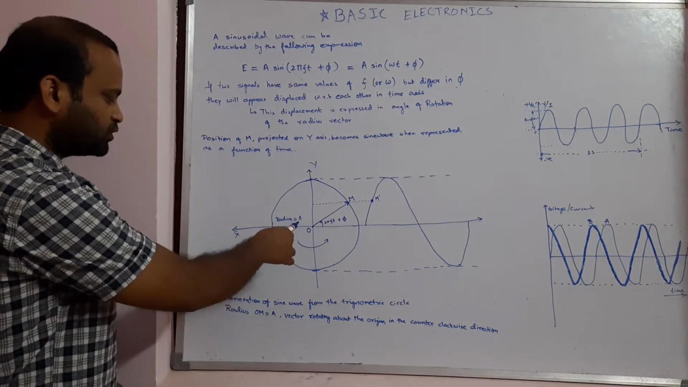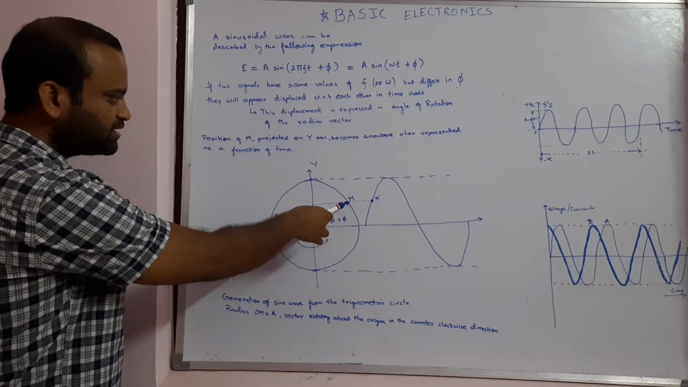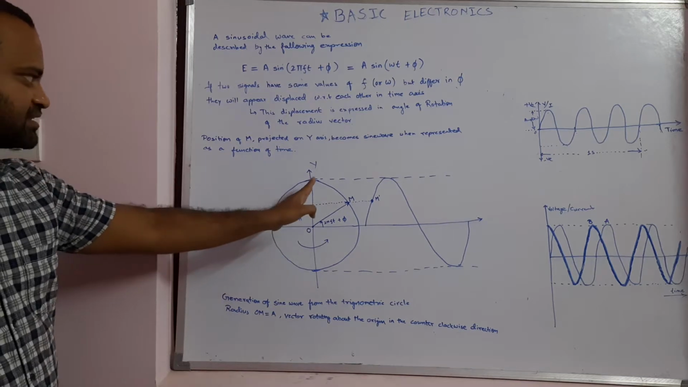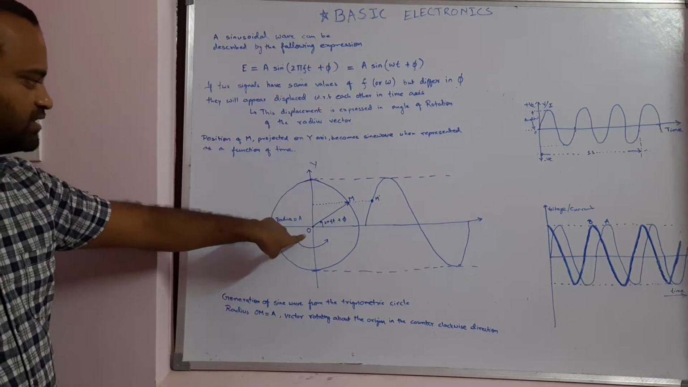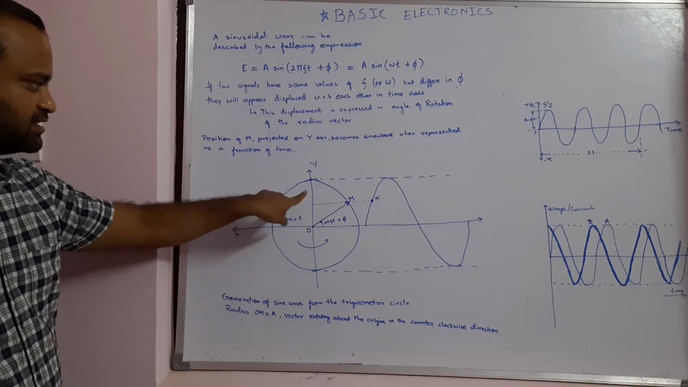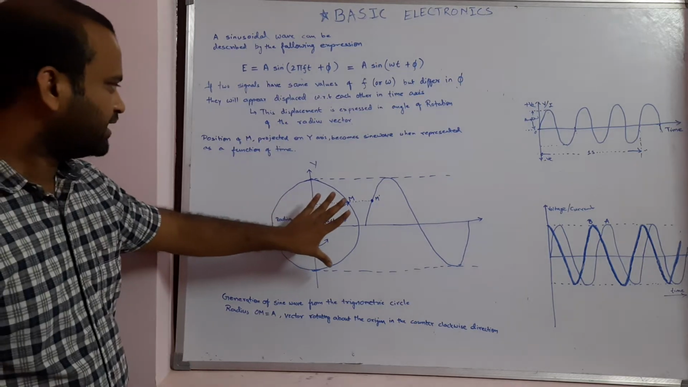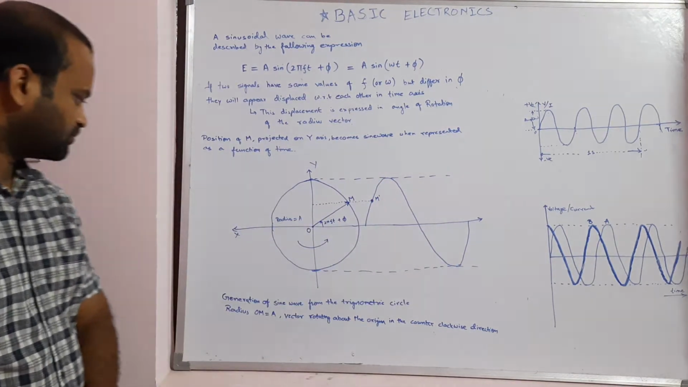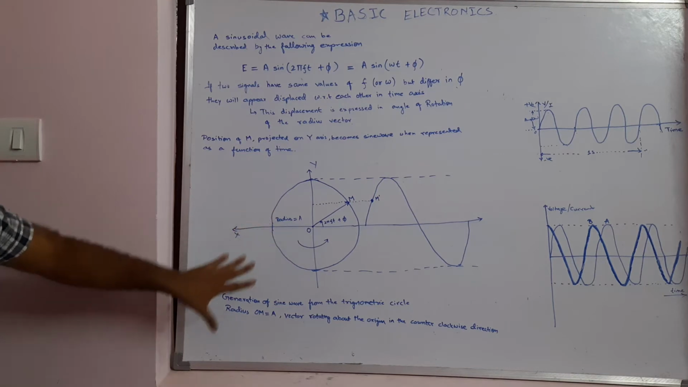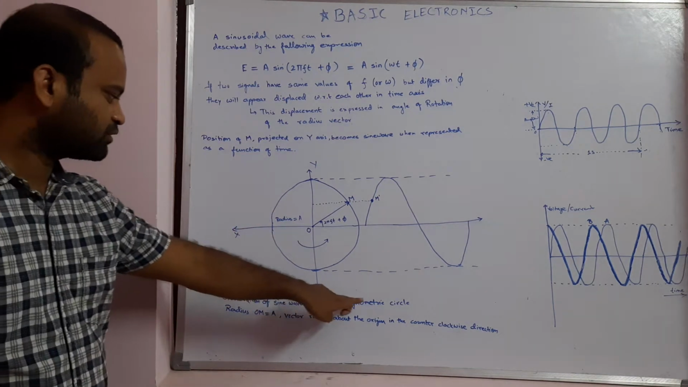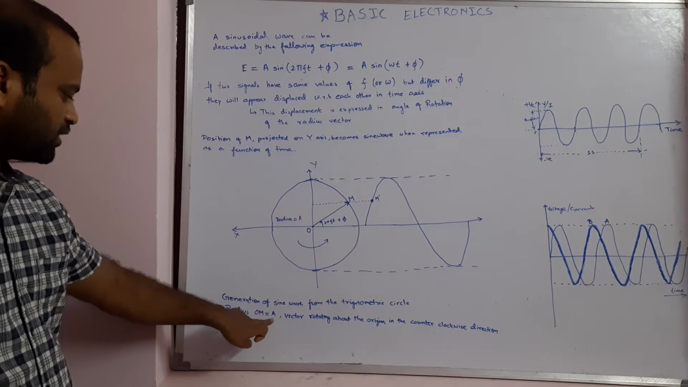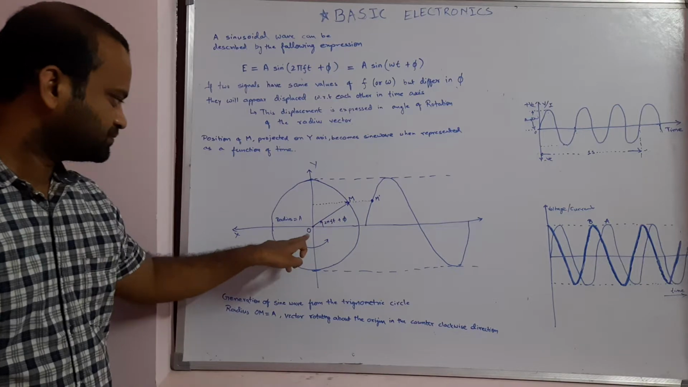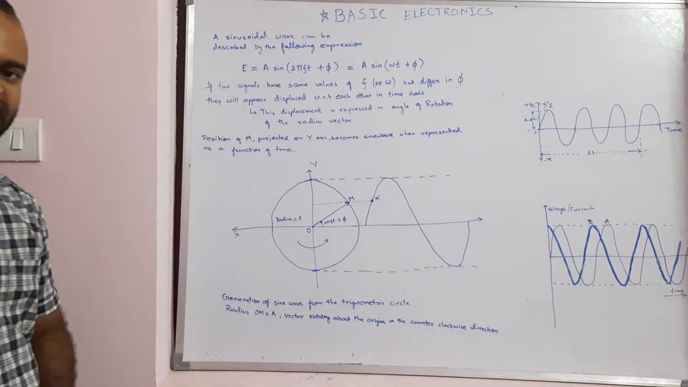Now this radius equal to A is moving, so it is projected on the y-axis. When this OM is projected on the y-axis and represented as a function of time, it will generate a sine wave. So this diagram is the generation of a sine wave from the trigonometric circle when radius OM equal to A and vector OM is rotating about the origin in the counterclockwise direction.